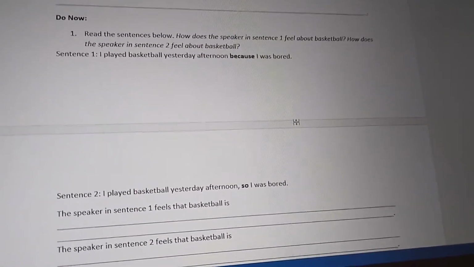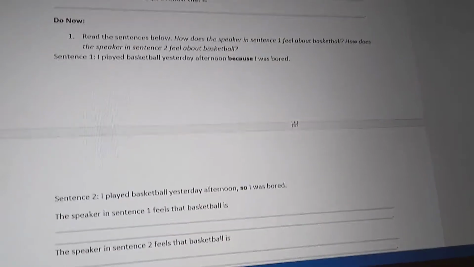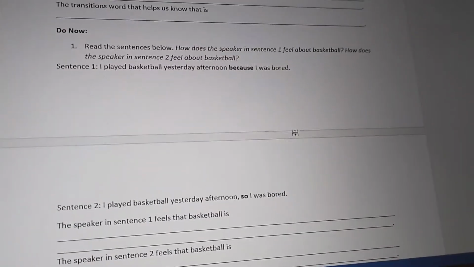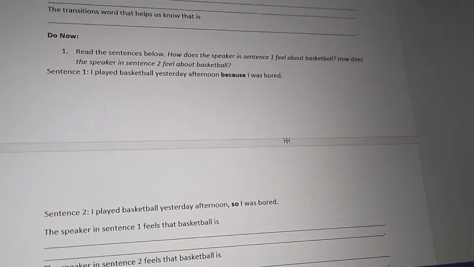So in sentence 1, the person is saying that they played basketball yesterday because they were bored. So that means the person is bored and they like to play basketball, so to get rid of their boredom, they decide to play basketball.